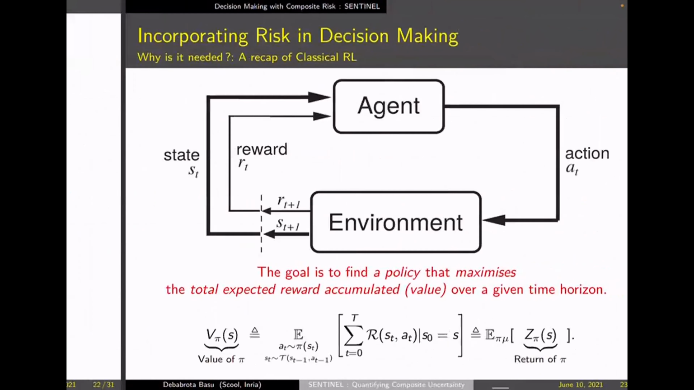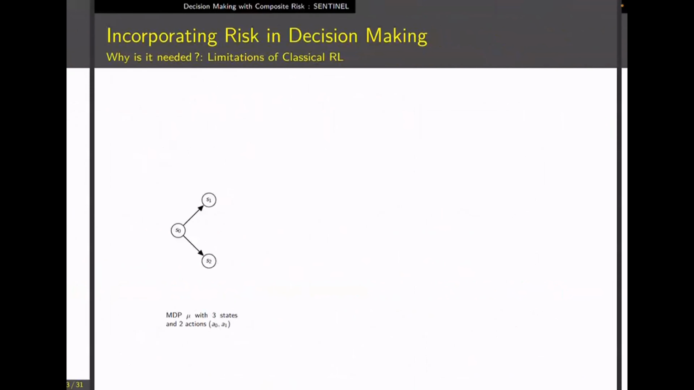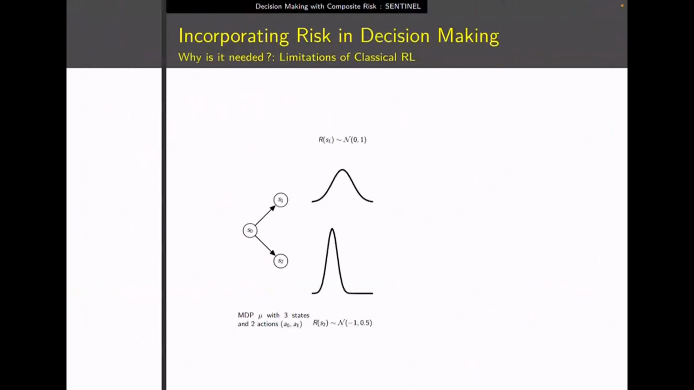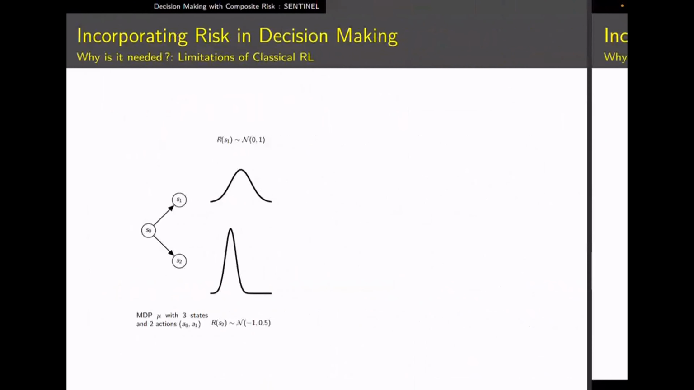If we remember, for classical RL we wanted to just maximize the value function over the return, that is the traditional RL, depending on the expectation. But this is not enough. Consider an MDP with 3 states and 2 actions, this simple MDP. And consider the 2 distributions we have talked about: the reward distribution of state S1 is this, and the reward distribution of state S2 is this. Then we see one interesting phenomenon.